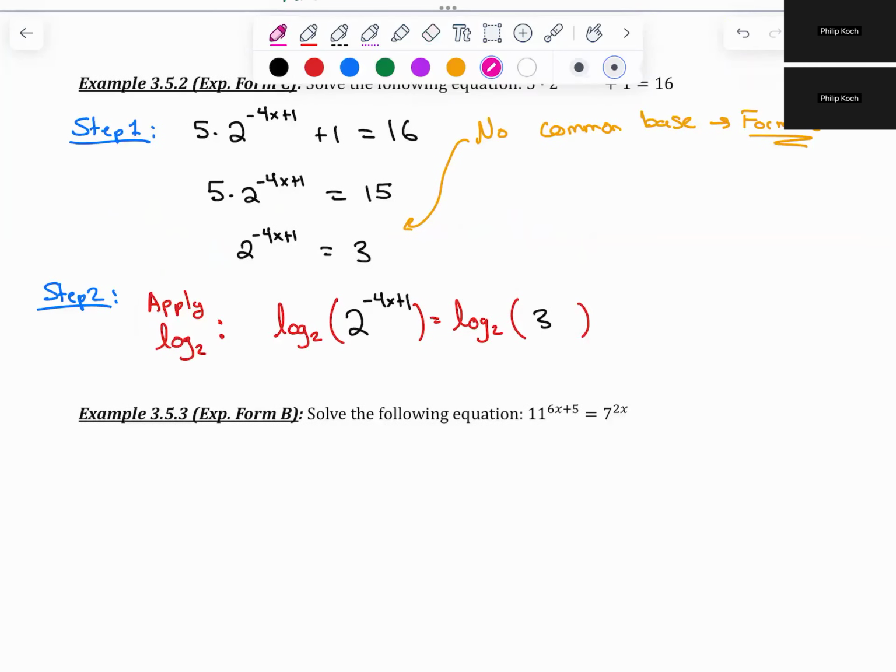Okay, next thing. The reason why we wanted to apply log base 2 is that, remember, logarithms are inverses of exponentials. And this is the same log, like they have the same base. So these cancel. And this ends up being, put it up here, negative 4x plus 1 is equal to log base 2 of 3.